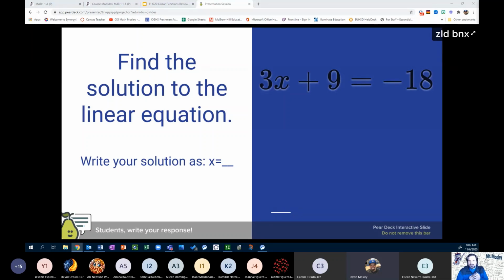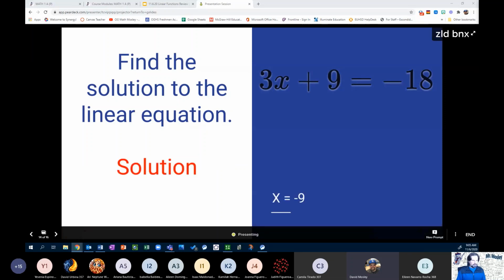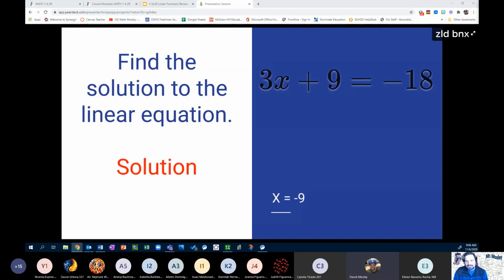Okay, let's look at the solution. Many of you did pretty good on this one. I see some common errors. Okay, so here it is. We get x equals negative 9.